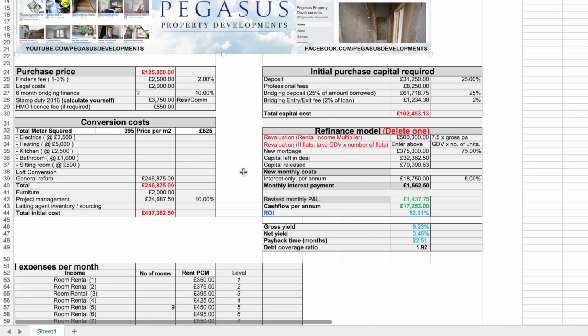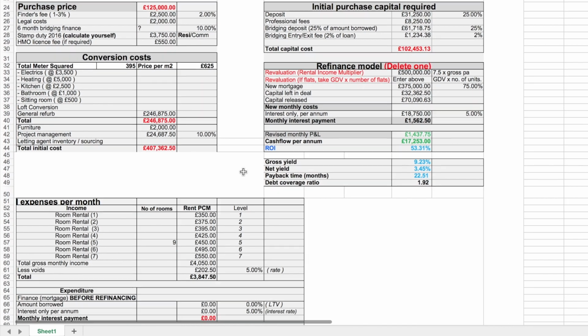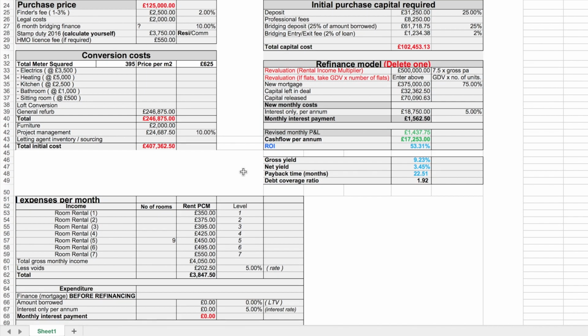So this is a quick instructional video on how to use the spreadsheet. You've probably already used my simplified version of this. This is the advanced version of the spreadsheet. The purchase price starts here, a bit like the simplified version. If you've seen any of my other spreadsheets, you'll see that a lot of them are quite similar. This is for commercial to residential conversions only.